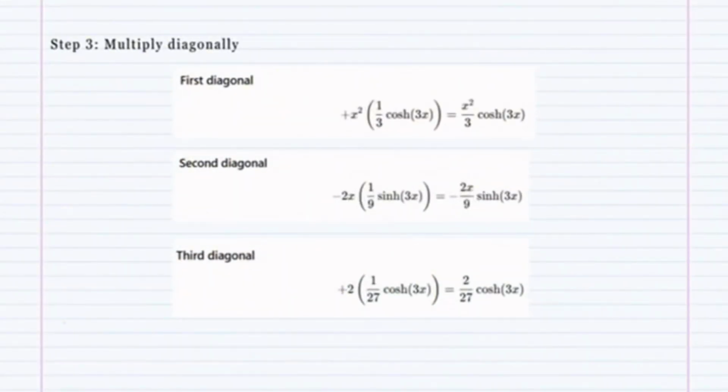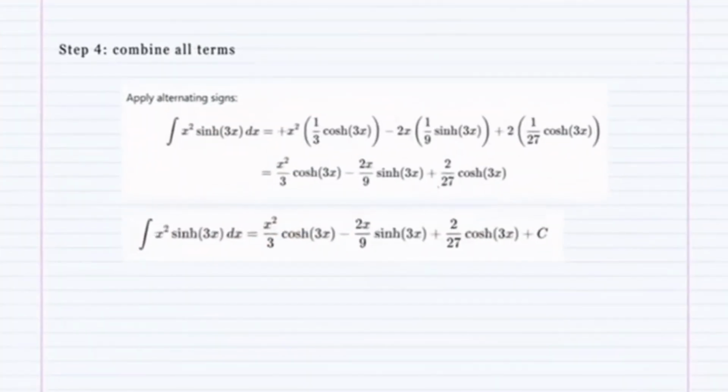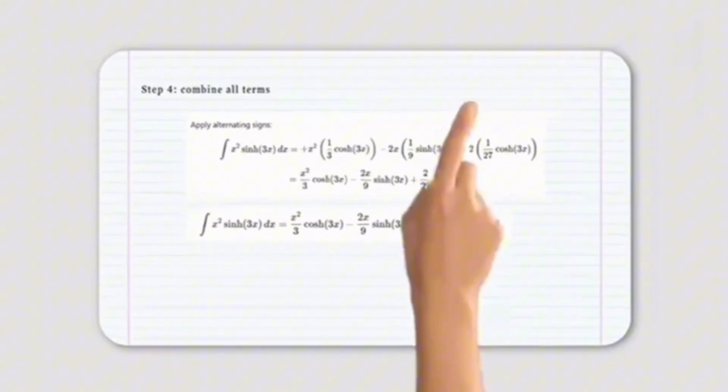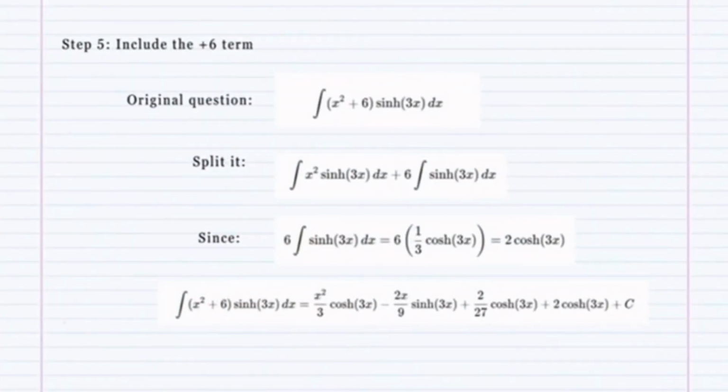Step 3. Multiply diagonally. I then multiply the terms diagonally according to the table and combine them with the corresponding sign to obtain the antiderivative of x squared sin 3x. As you can see, we have first diagonal, second diagonal, and third diagonal. Step 4. Combine all terms. I combine both antiderivatives and simplify the cos 3x term to obtain the complete antiderivative. And the last step is step 5. Include the plus 6 term.